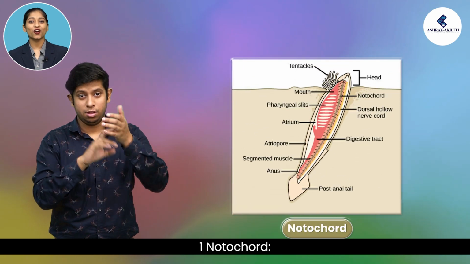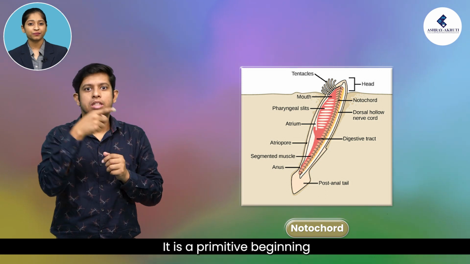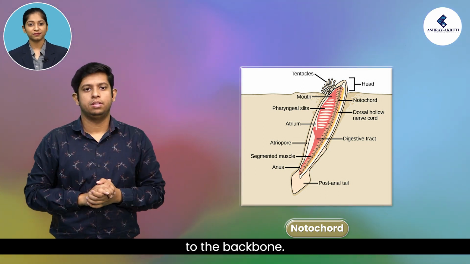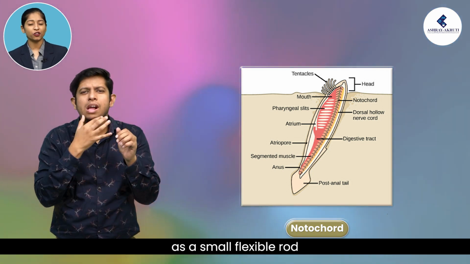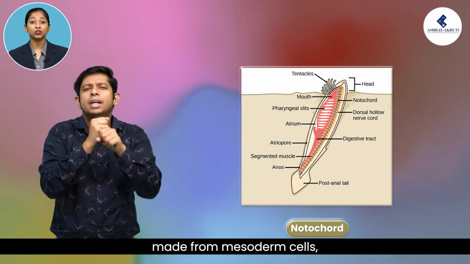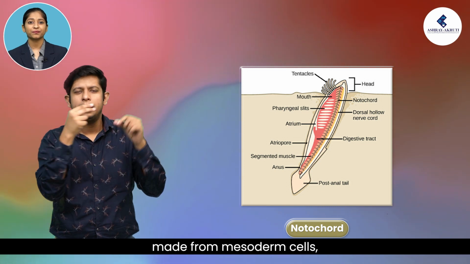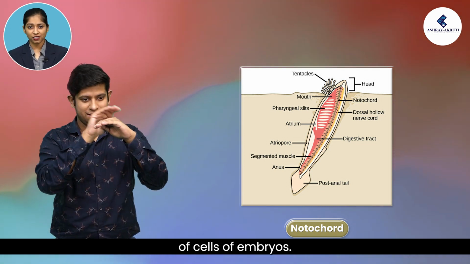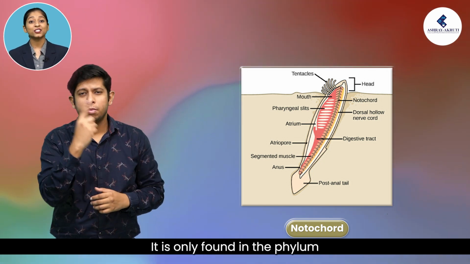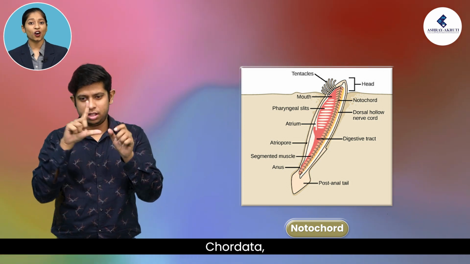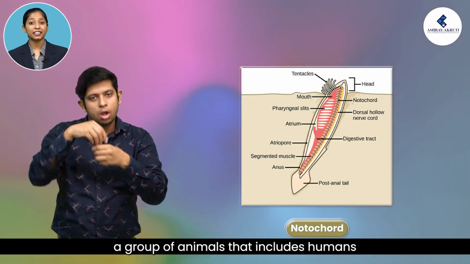Keywords. Notochord. It is a primitive beginning to the backbone. It appears in embryos as a small flexible rod made from mesoderm cells, one of the 3 layers of cells of embryos. It is only found in the phylum Chordata, a group of animals that includes humans.